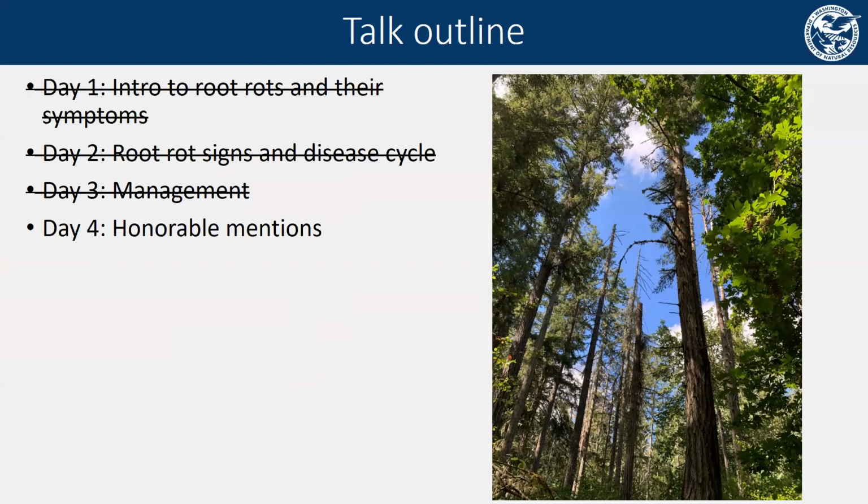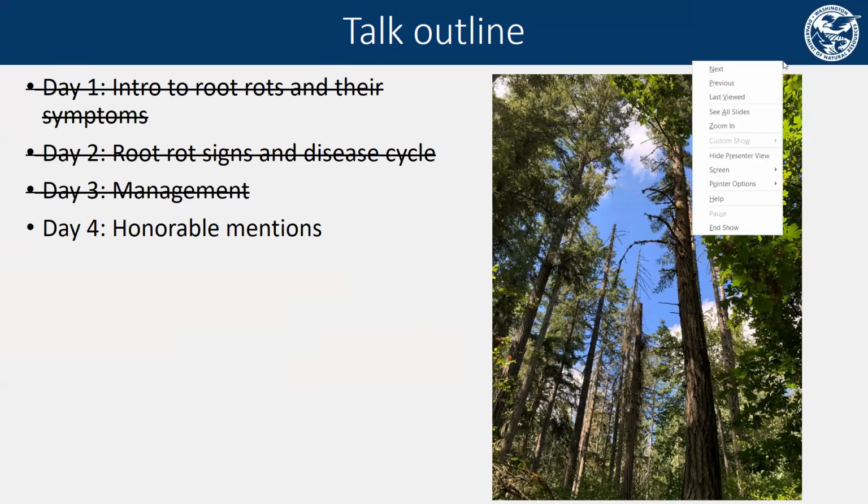Okay. So you made it to day 4. At this point, you should have a general idea of what roots are, what they might look like in the field, how they go through their typical disease cycle, and then some management options you might have. But today we'll talk about a few more root rots that you may come into as a landowner in Washington.